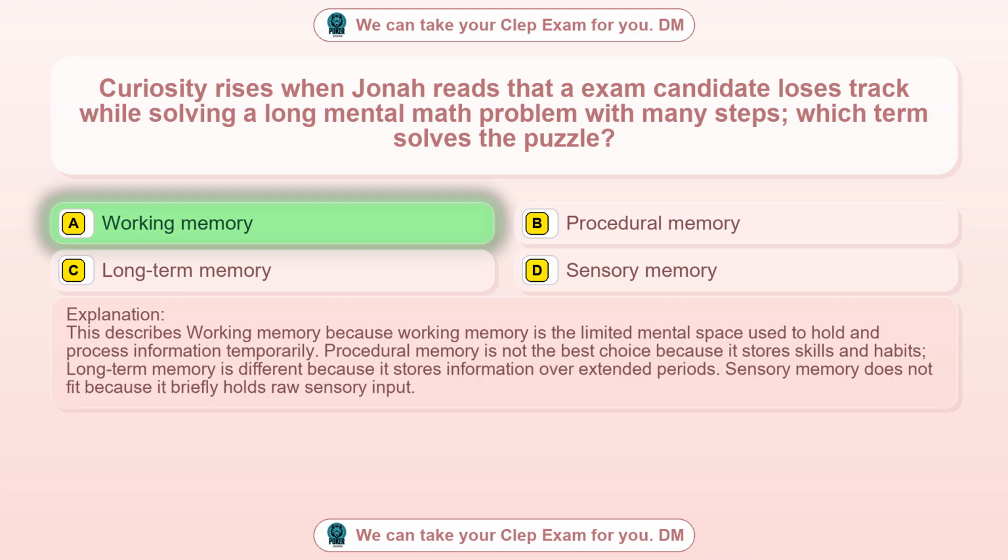This describes working memory because working memory is the limited mental space used to hold and process information temporarily. Procedural memory is not the best choice because it stores skills and habits. Long-term memory is different because it stores information over extended periods. Sensory memory does not fit because it briefly holds raw sensory input.